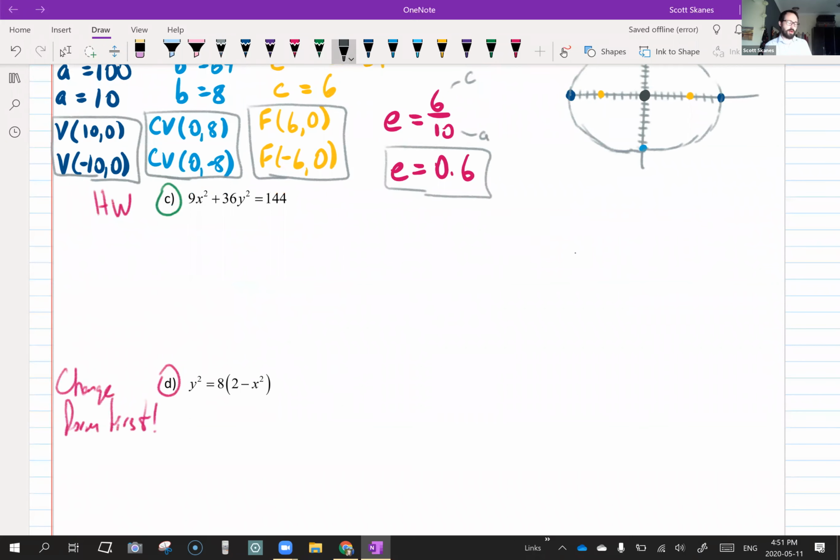It's not in the form we want because the right side is not equal to 1. So I'll just give you a hint. You divide it by 144 first. So what you should get here, if you wanted to try this question, you would start with this.